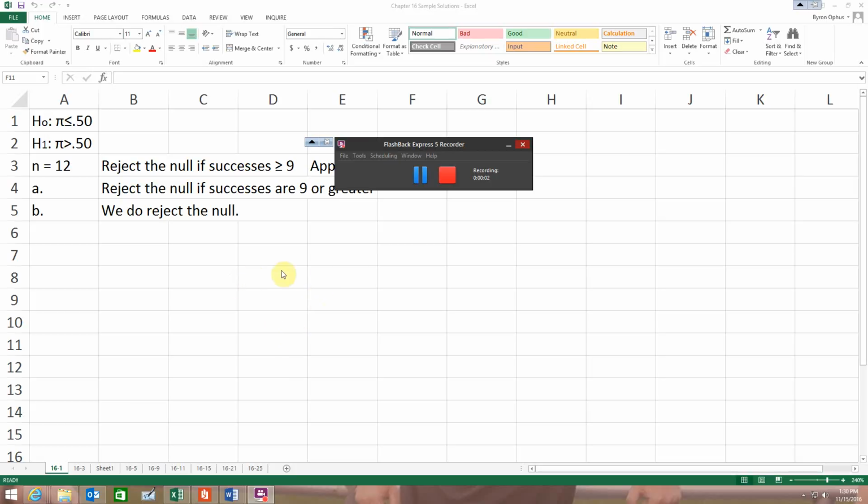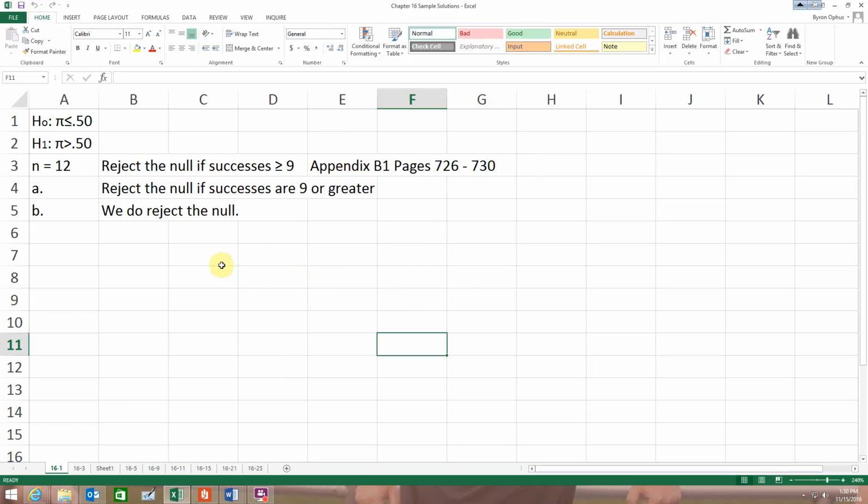16-2, and I'll do 16-1, which is similar, but your guys' is different because your guys' isn't equal, so I'll try to give you some hints on how to do that one. We start with our null hypothesis that pi is less than or equal to 0.5, and our alternate hypothesis that pi is greater than 0.5, and our sample size is 12. Our significance is 0.10. I didn't put that down here, but for one, it's 0.10.